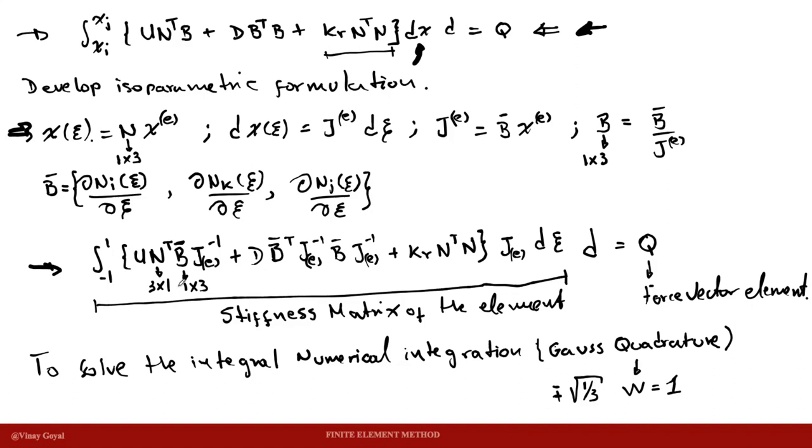But we have B, which is a function of x. So same as we use the Jacobian to go from the natural coordinates to the physical coordinates or vice versa, we can use the Jacobian information to go from the derivative of the shape functions in x to the derivatives of the shape functions in the natural coordinates side. So that's how we can write B in terms of B bar, where B bar is a function of psi. All right?